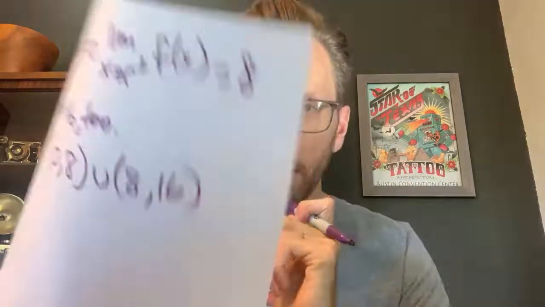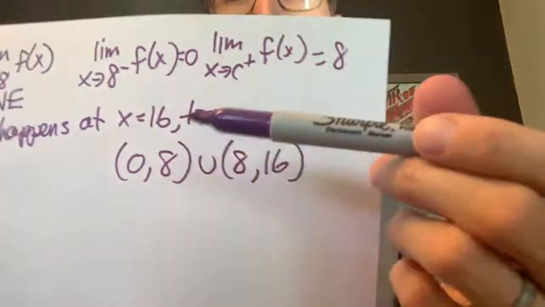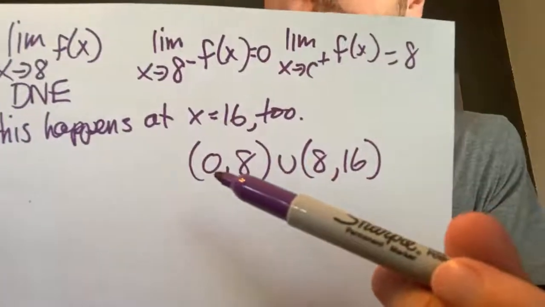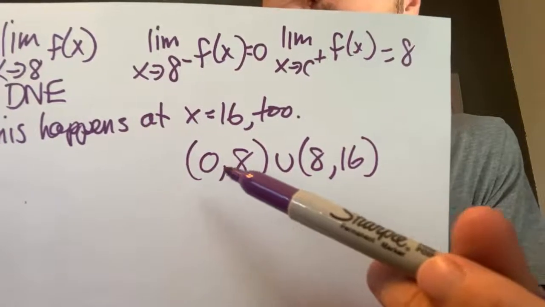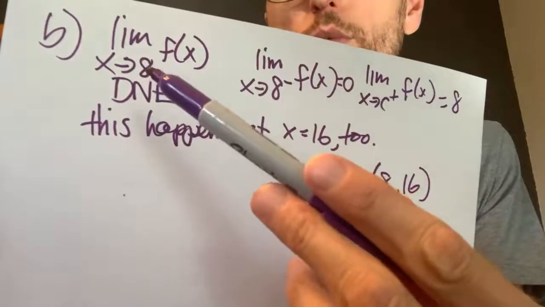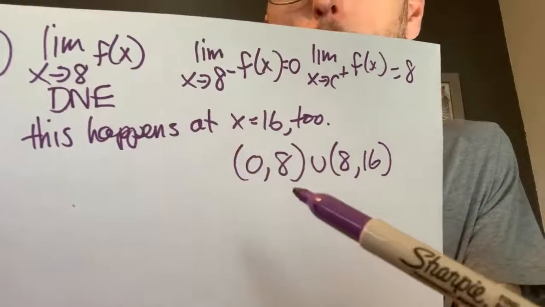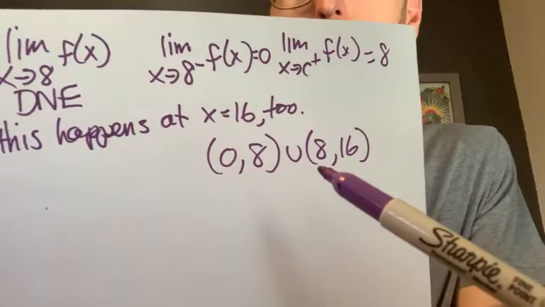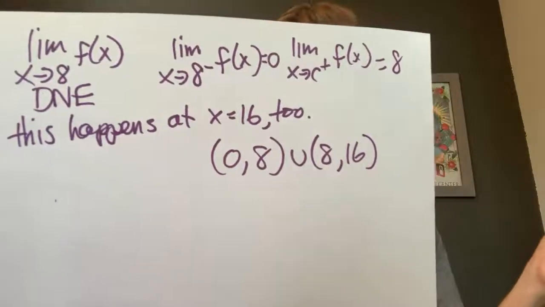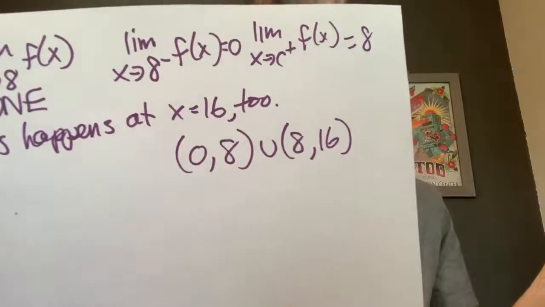Was 8 okay? No, 8 was not okay. That's what I think the answer is. 0 can't be included because there's nothing to the left of 0. 8 is not included because the two one-sided limits are not equal to each other at 8. And then everything between 8 and 16 works, but exclusive of 16.